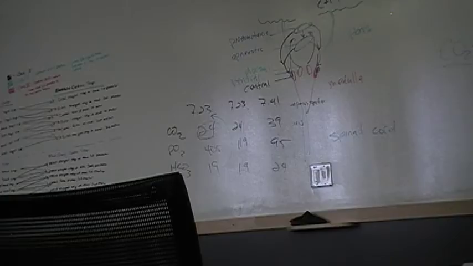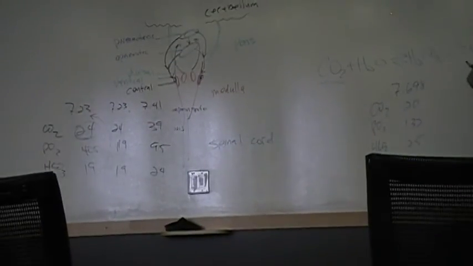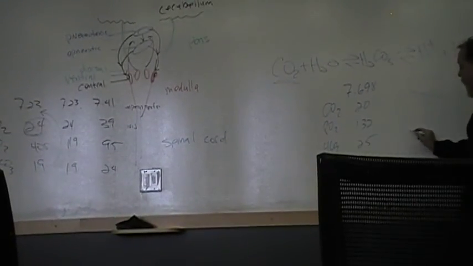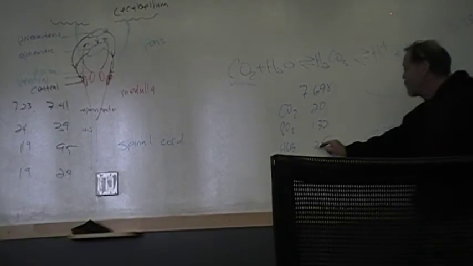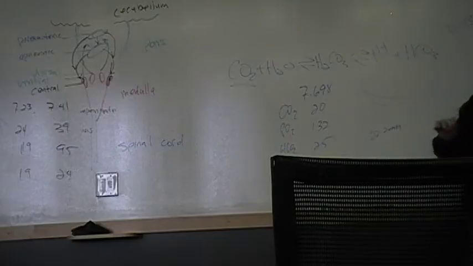Fire away, Caitlin. So pH 7.698. Whoa, that's exciting. CO2 20.1. PO2 132. Bicarb 25.4. So how would you make sense of that? It's respiratory. Yes, exactly. So bicarb is normally in the range of 22 to 26 milliequivalents. So this is right within the range. Hyperventilating. So we're not compensating at all.